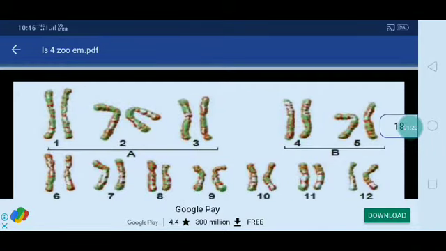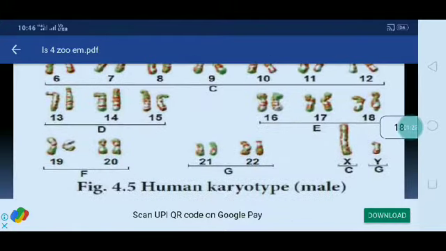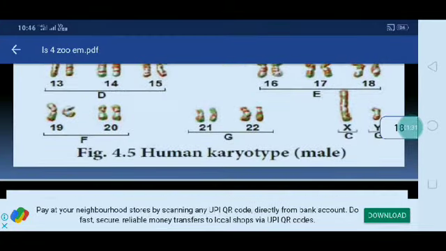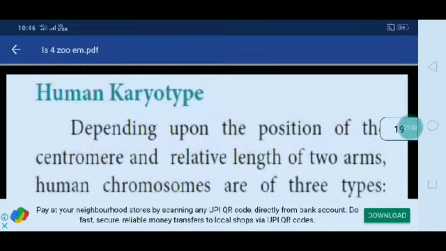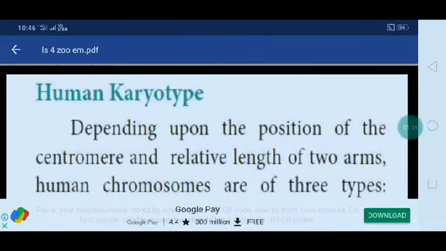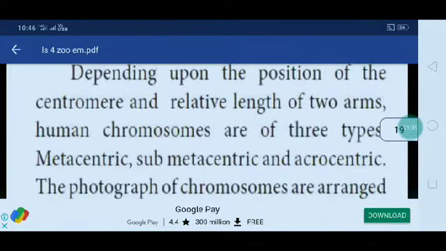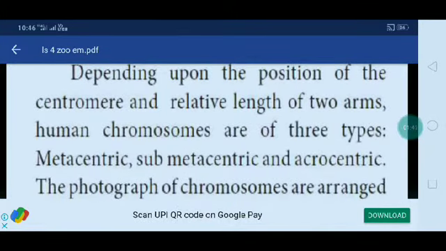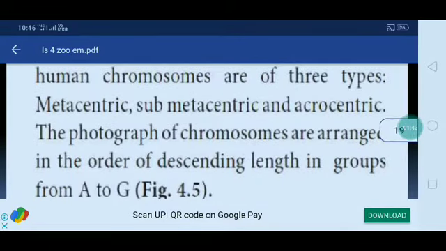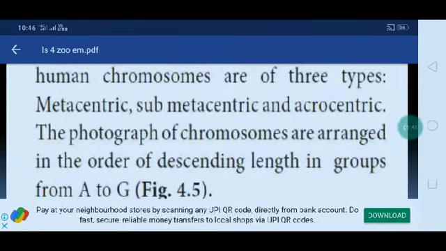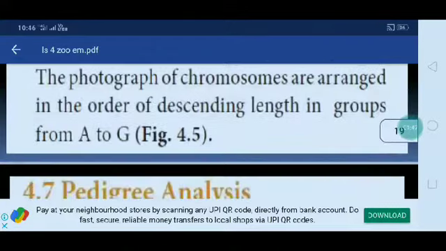Here are the 23 pairs of chromosomes. In the 23rd pair there are X and Y, the sex chromosomes. Human karyotype: depending upon the position of the centromere and the relative length of the two arms, human chromosomes are of three types: metacentric, submetacentric, and acrocentric. Photographs of chromosomes are arranged in order of descending length in groups from A to G.